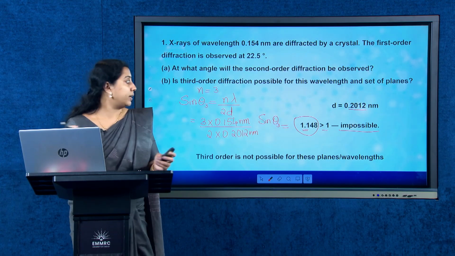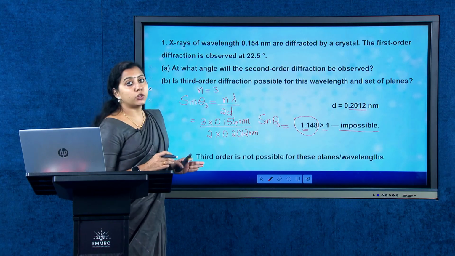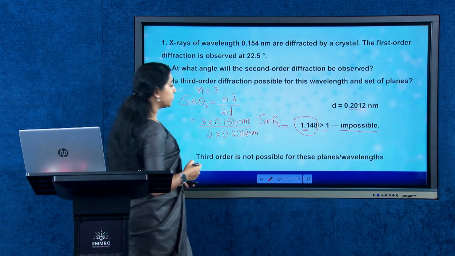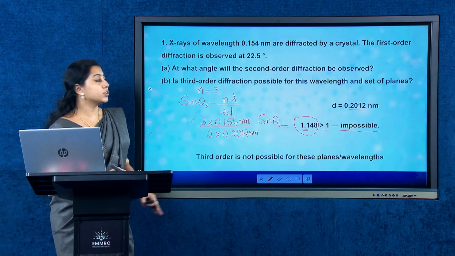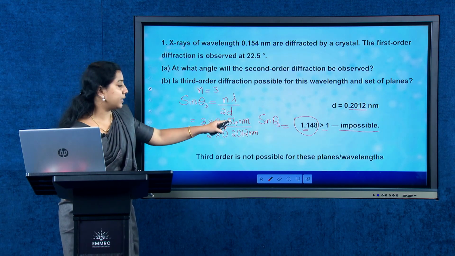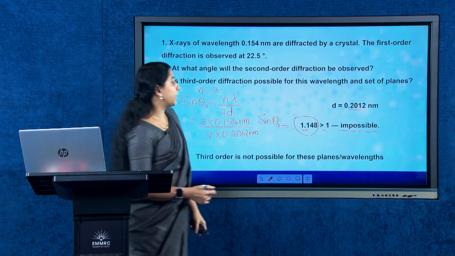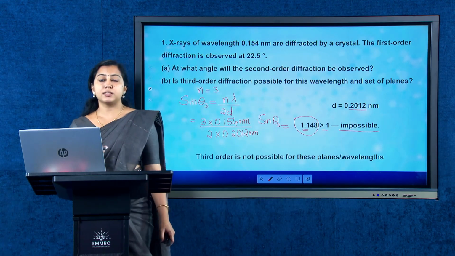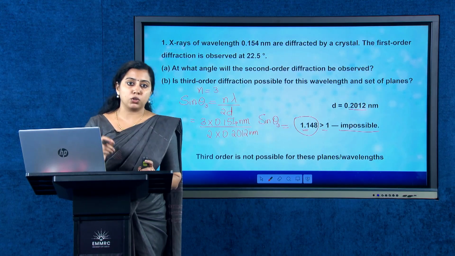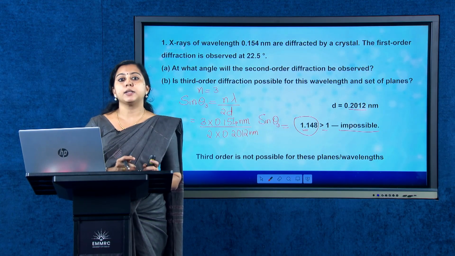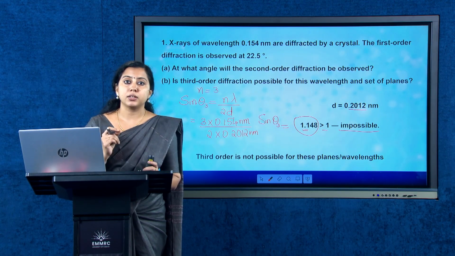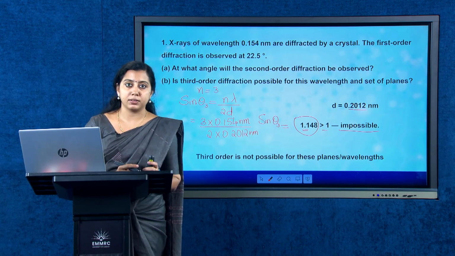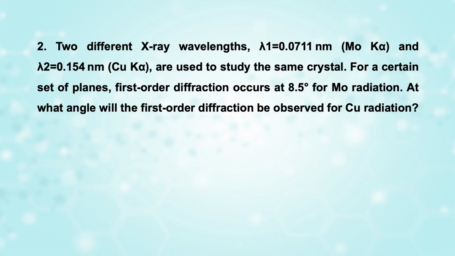Okay. So, we calculated the value for sin theta using the equation sin theta is equal to n lambda by 2d. We substituted the values for n, lambda and d, and we got the value as 1.148, which is greater than 1. So, since sin theta is greater than 1, that is not possible, and hence we can say that the third order diffraction is not possible for these set of planes and this wavelength. Now, we will move on to the second question.